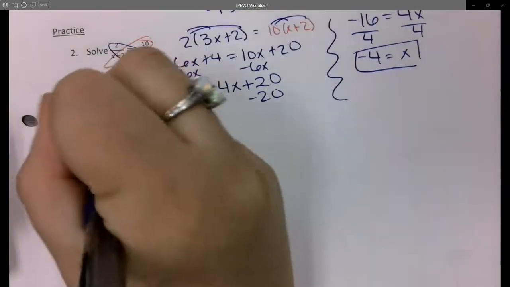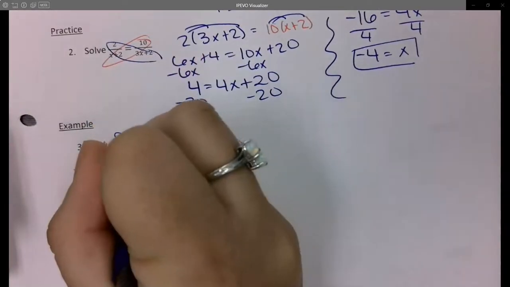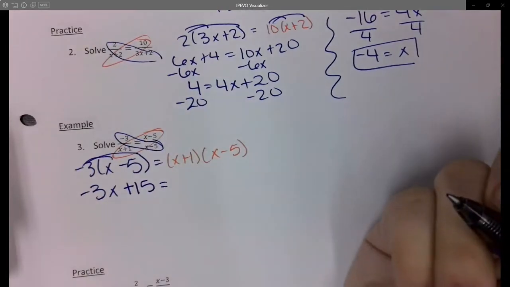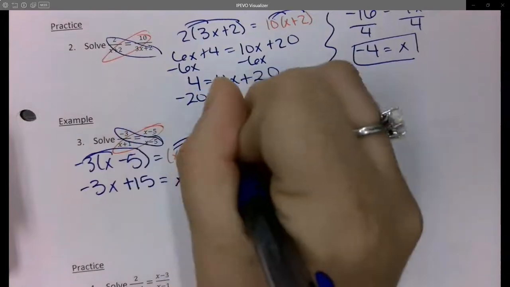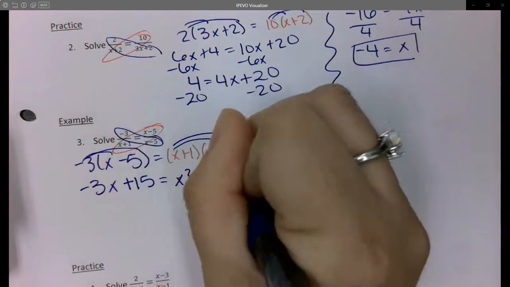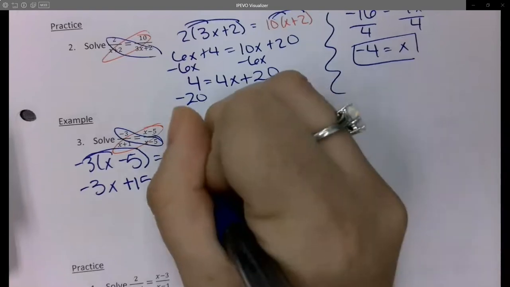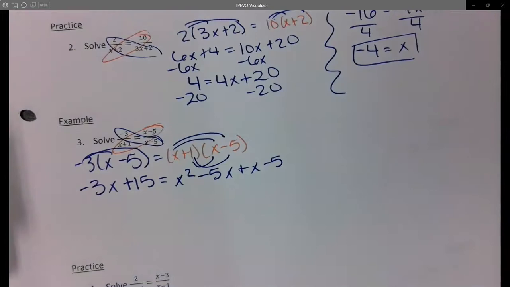So then I want to distribute. I get negative 3x. Negative 3 times negative 5 gets me positive 15. On the other side, I have x times x, which gets me x squared. X times negative 5 gets me negative 5x. 1 times x gets me x. 1 times negative 5 gets me negative 5.